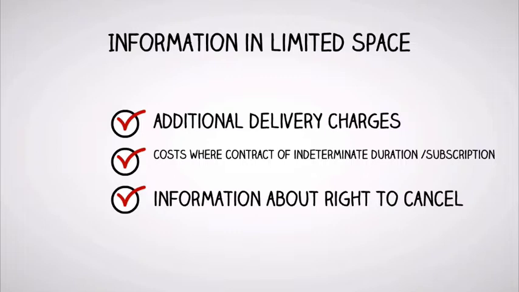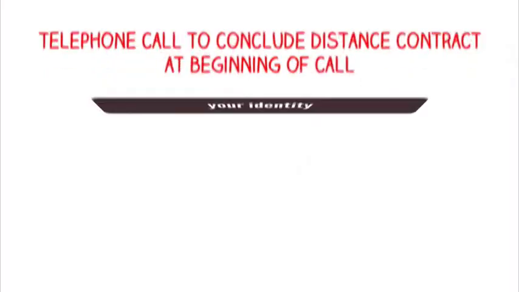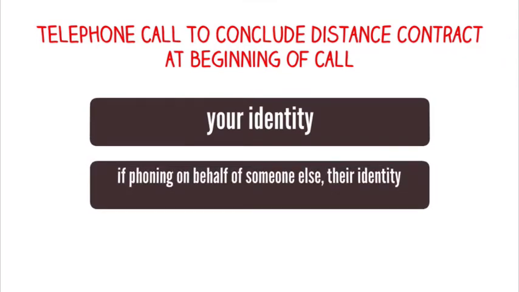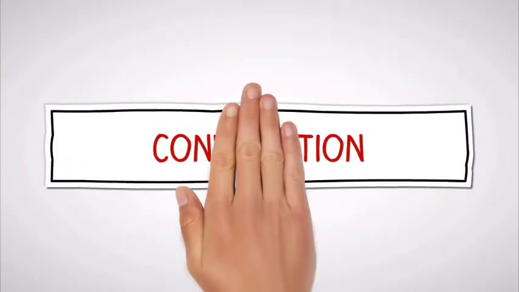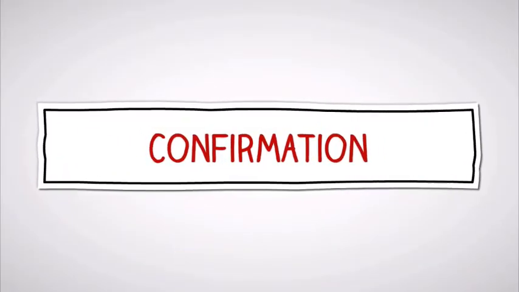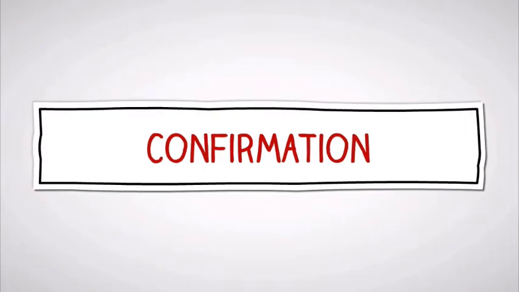Now, if you have a telephone call to conclude a distance contract, then at the beginning of the call, you must make clear your identity, or if you're phoning on behalf of somebody else, their identity, and the commercial purpose of the call. Then, once you've provided all of that information pre-contract, you must provide confirmation of all of that information in a durable medium.